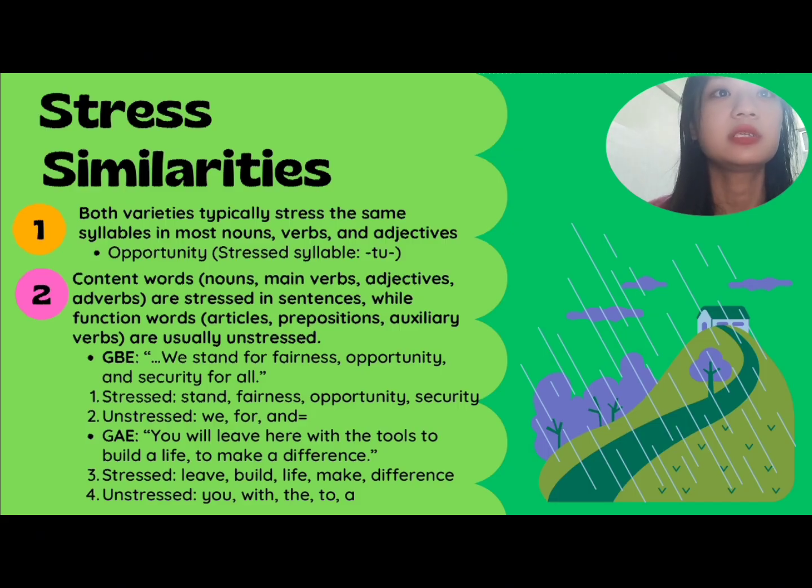In stress placement, we find both common ground and divergence. Both varieties typically stress the same syllables in most content words. For instance, opportunity stresses the chew syllable in both British English and also American English. The general principle of stressing content words such as nouns and main verbs, while reducing function words such as articles and prepositions, holds true across both accents.